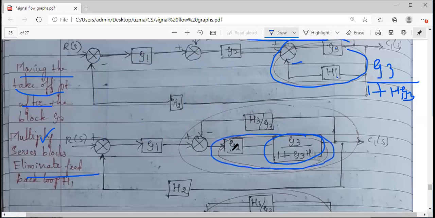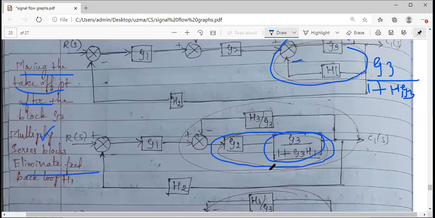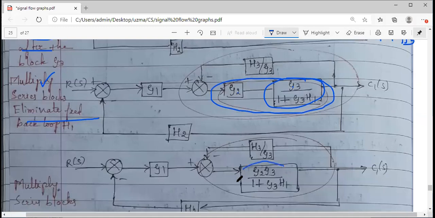Again, these two blocks are in series. Multiply them. Numerator will be G2, G3 divided by this 1 plus G3, H1. And if you multiply these two in series, you'll get this and you will get a feedback loop here. So you can eliminate this loop. Again, which is the forward gain? There are two terms here, two blocks. Which is the forward gain?